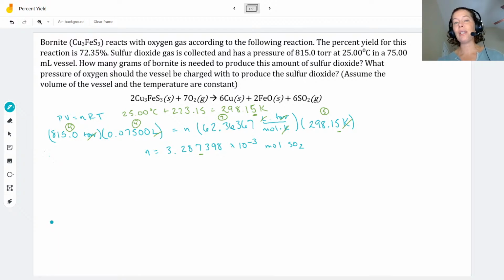So I am going to leave sulfur dioxide in moles, and I'm just going to calculate a theoretical yield that will come out in moles of sulfur dioxide. I will show you how this works. So you still have your percent yield. Same as always. It is actual over theoretical.